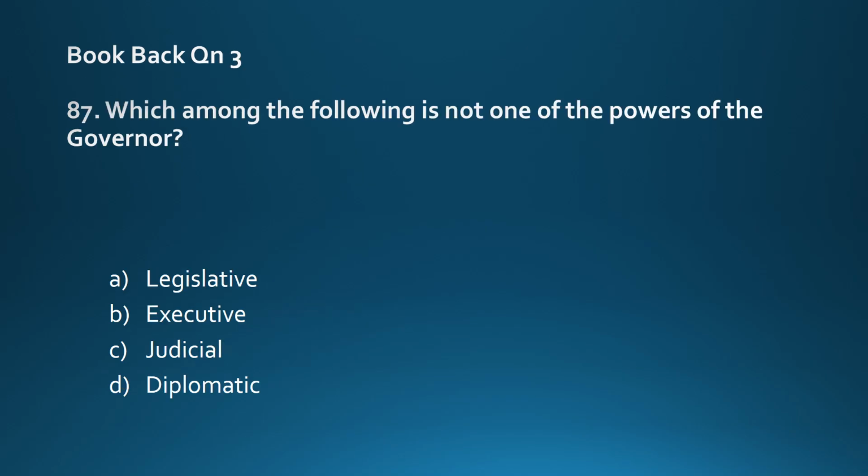Question number 87. Which among the following is not one of the powers of the governor? Option A legislative, option B executive, option C judicial, option D diplomatic. Correct answer is option D diplomatic.